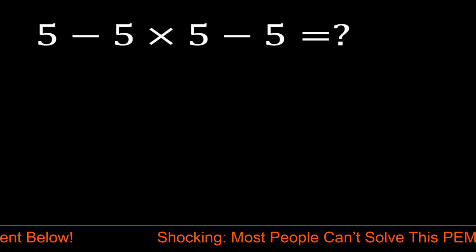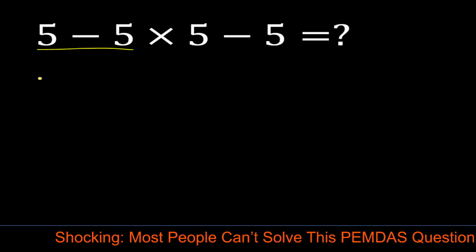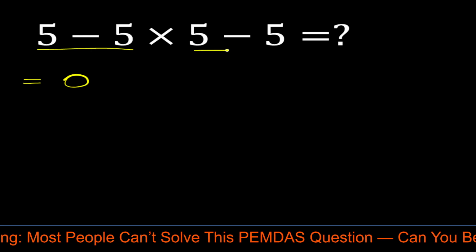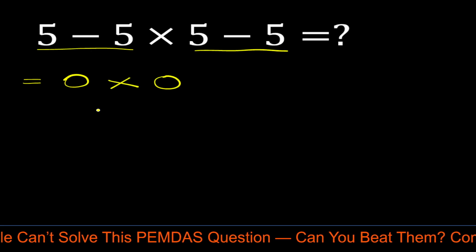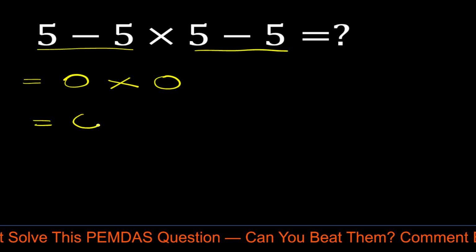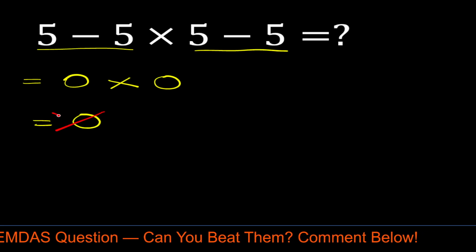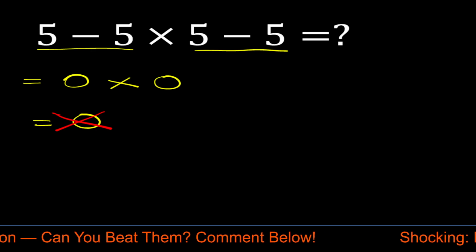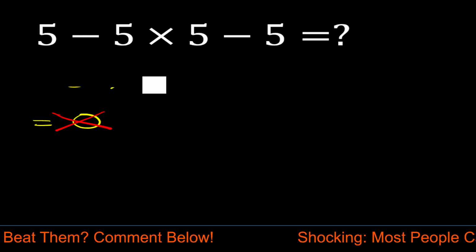So most people solve this question like 5 minus 5 is equal to 0, right? Then again 5 minus 5 is equal to also 0. Now 0 times 0 is equal to 0, right? But this answer is not correct. This answer is completely wrong. So now let's solve this problem correctly by using the PEMDAS rule, right?